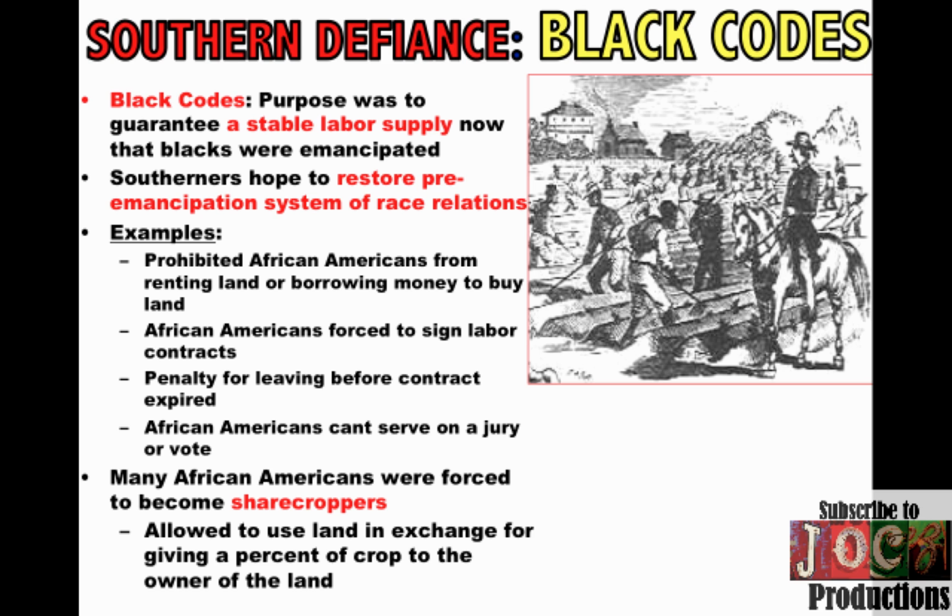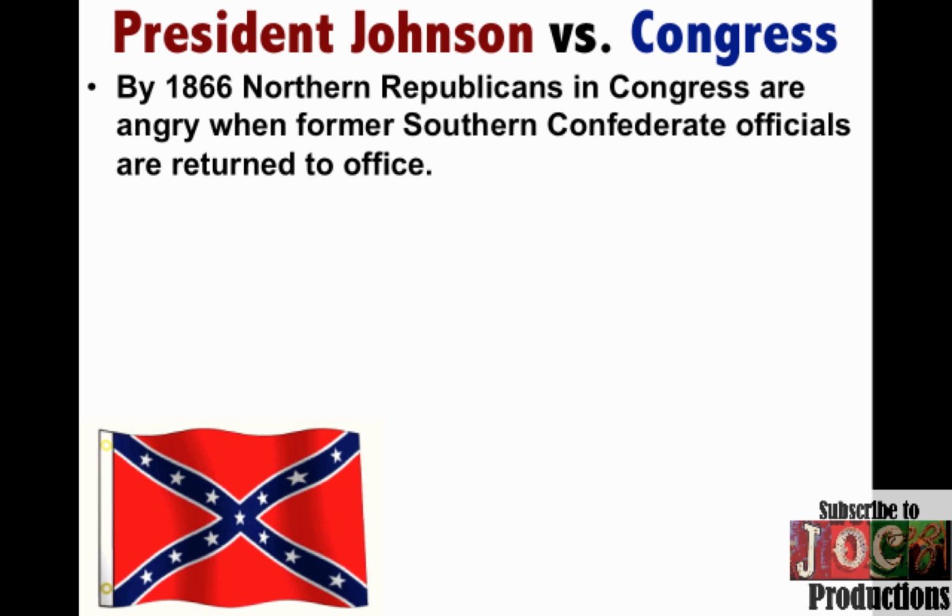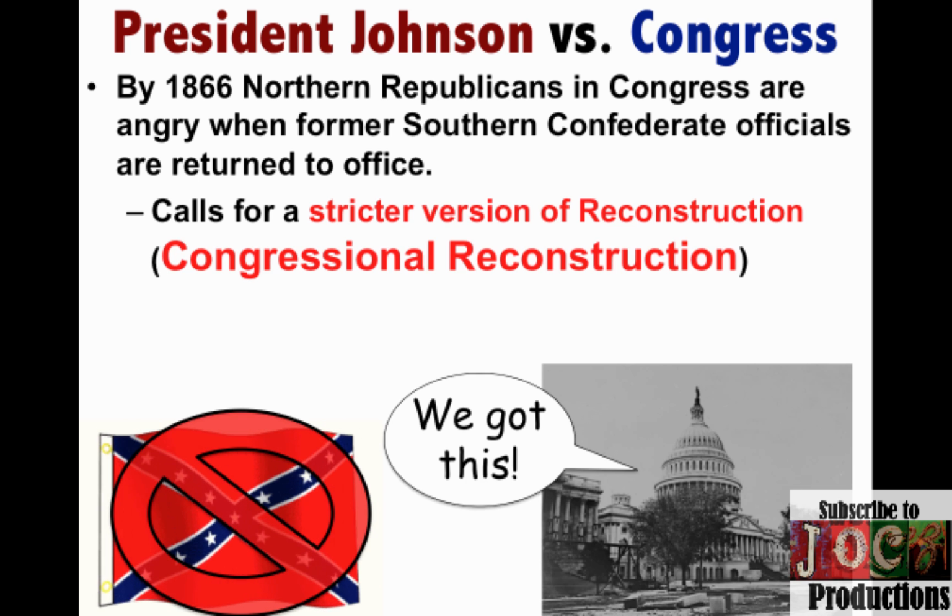And the idea was really simple. It allowed you to use the land in exchange for giving a percent of the crop to the owner of the land. And for many Northerners, just this looked like a new form of slavery. And as a result, you see this anger in the North, and Congress splits with President Johnson. By 1866, Northern Republicans in Congress are angry when former Southern Confederate officials are returned to office. And as a result, there are calls for a stricter version of Reconstruction, and this is going to be known as Congressional Reconstruction. Congress is going to take over.